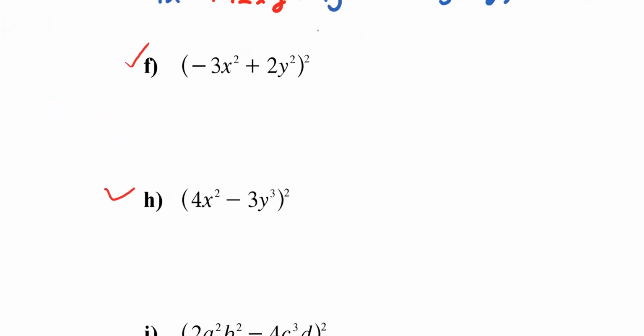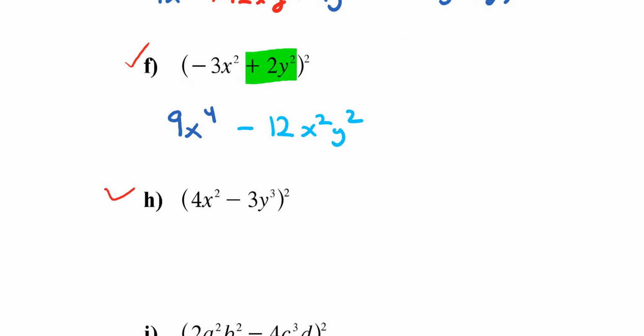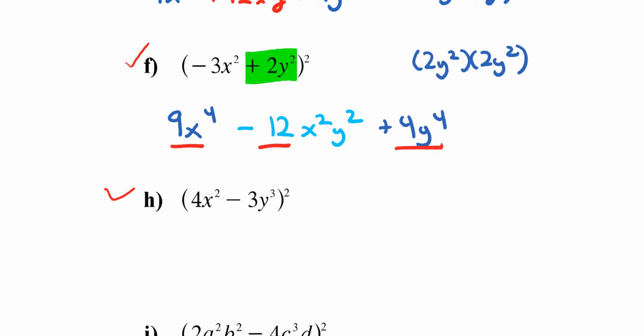Okay, let's move on to letter F. So negative 3x squared times negative 3x squared is going to be positive 9x to the power of 4. Okay, and then what you do next is you take that term and that term, you multiply them. So that's going to be negative 6x squared y squared. And then how do you double that? Well, that's going to be negative 12x squared y squared. And then finally, you want to square this last term here. So that's the same thing as 2y squared times itself, which is going to be positive 4y to the 4. So once again, this is the square, double, square technique.